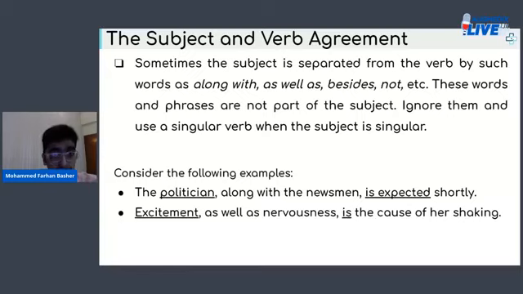Or: excitement and nervousness are the causes of her shaking. You follow? Okay. Just because the connecting phrases here are different and not "and," we are not taking the secondary subjects into serious consideration to make the entire phrase plural. You follow? Okay.